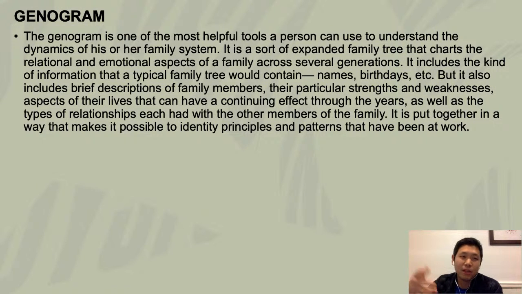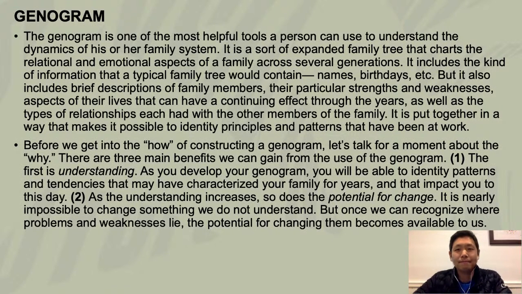So it includes the kind of information that a typical family tree would contain: names, birthdays, etc. But it also includes brief descriptions of family members, their particular strengths and weaknesses, aspects of their lives that can have continuing effects through the years, as well as the types of relationships each had with other members of the family. It is put together in a way that makes it possible to identify principles and patterns that have been at work. Okay, so once again, I'll show you guys what it looks like, and then I'm going to give you also an example from the Bible of a genogram. Okay, genogram. All right, Esther, if you could read this one.